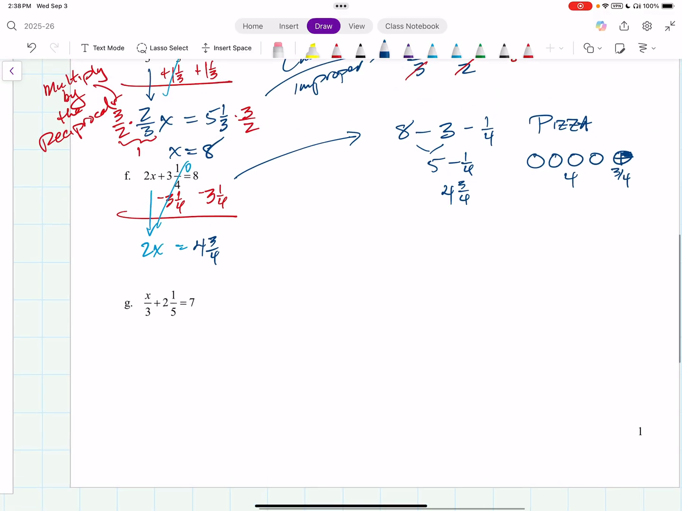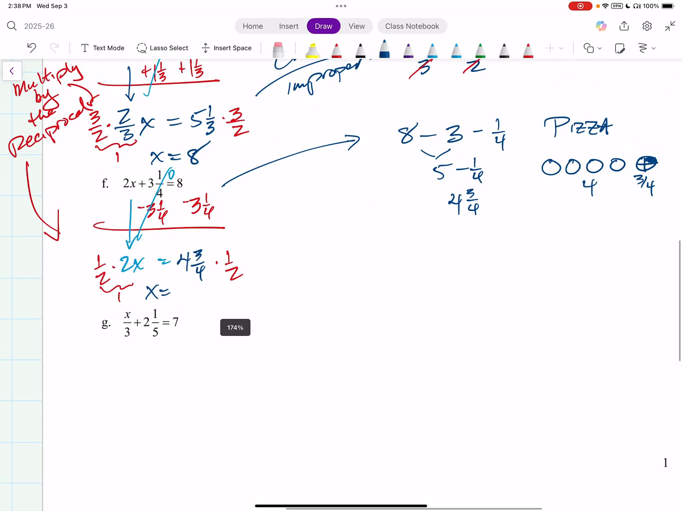Or again, you multiply by the reciprocal. And the reciprocal of dividing by 2, I mean, you could divide by 2 right here. Since we're dealing with fractions, I think it's easier to multiply by the reciprocal again. So the reciprocal of 2 is 1/2. And again, the reason you do that is because when you multiply 1/2 times 2, you get 1. And that isolates your variable, and you get x is equal to something. Whatever 4 and 3/4 times 1/2 is.